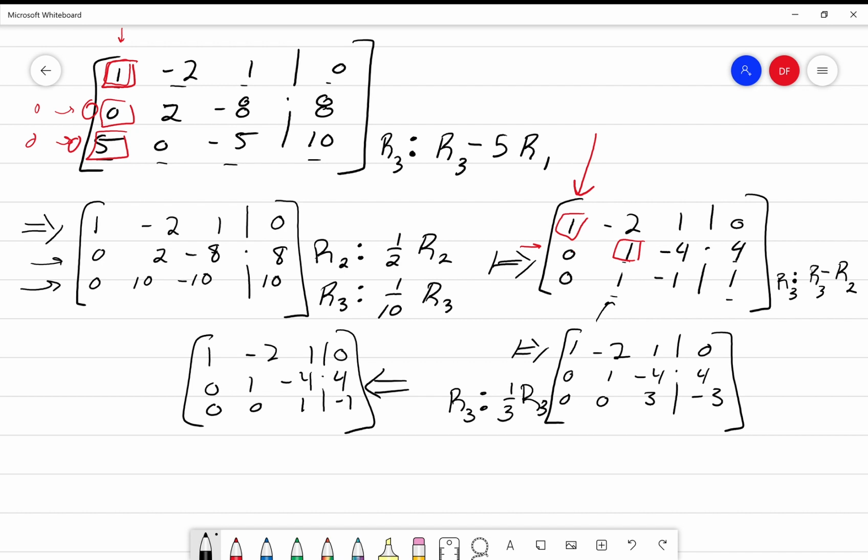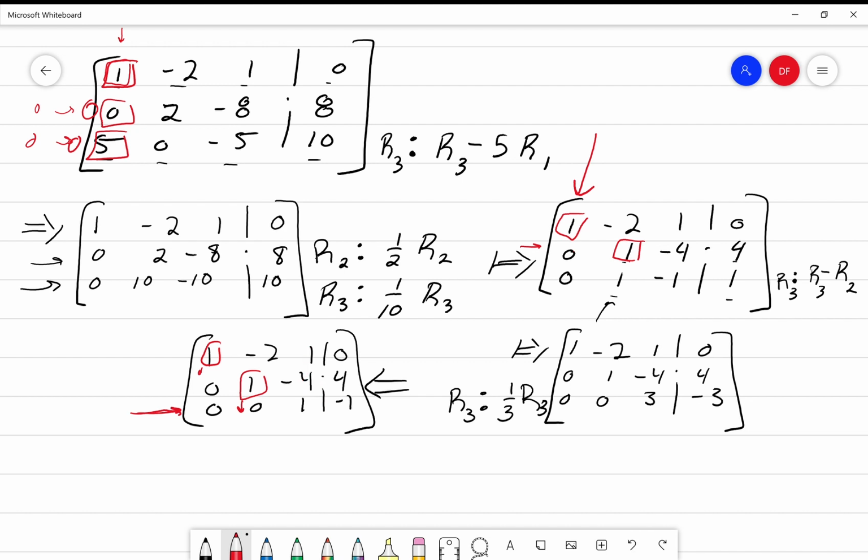And now what I can do, so I have this, everything below this is a 0, that's good. I have this as 1, everything below this is a 0, that's good. And now the only number that's not a 0 in this row is this 1. So I should make everything above the 1 a 0. So I should make this 4 a 0, and then I should make this 1 a 0.